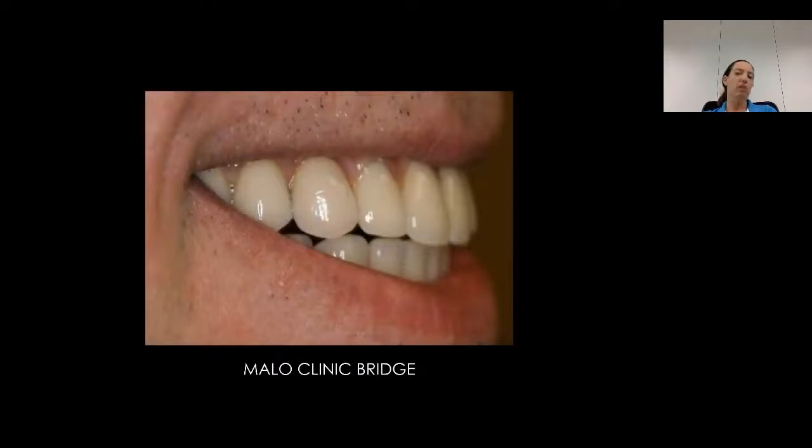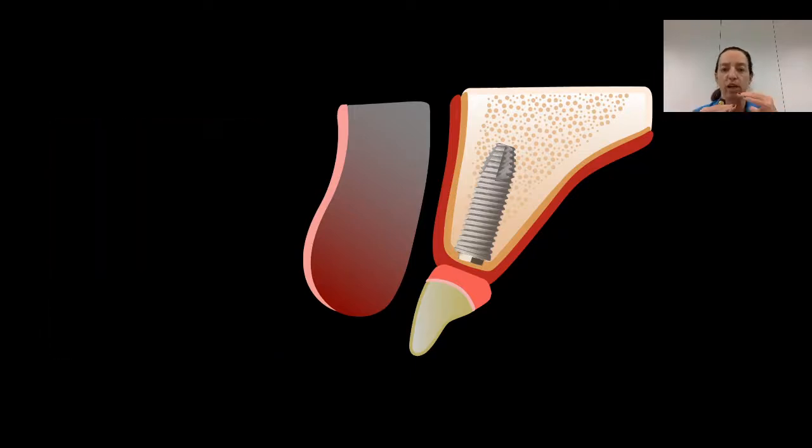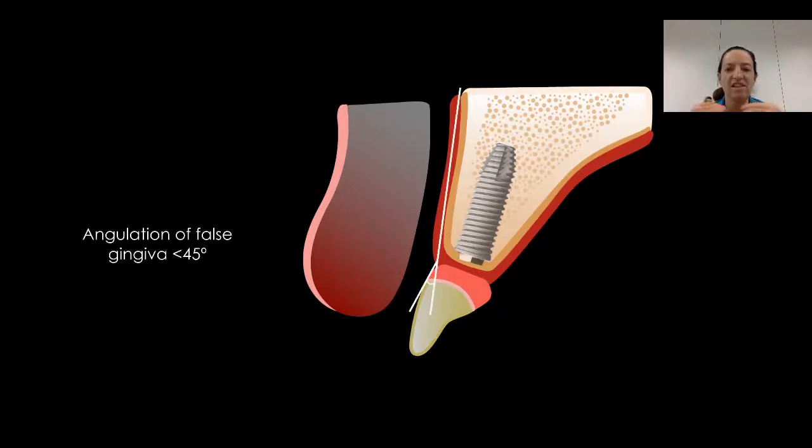Now, what do we need to be aware of? Well, basically, as you know, our prosthesis will end where the acrylic gingiva ends and the natural gingiva of our patient starts. So, we have to be aware of the angulation between the artificial gingiva and the natural gingiva of the patient. This angulation should be less than 45 degrees, so that when the patient smiles, when the patient eats, when the patient does everything, the lip can go up and down very gently.